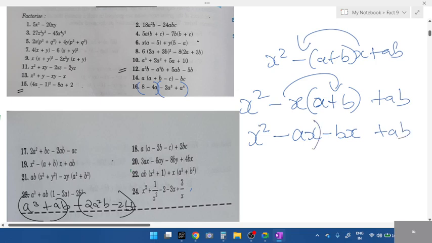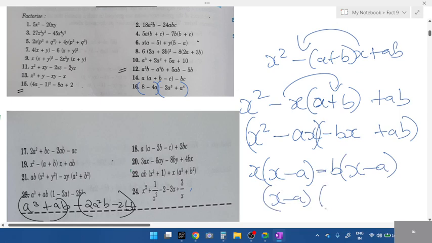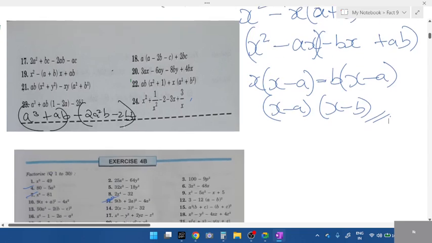Right? Group it. Let me complete. If I group, I'll get x minus a. Here, minus is the first sign. B is common. X minus a. (X minus a) into (x minus b) is the answer. Clear? That's it. Enough. Mostly these types of questions are there in the first main.